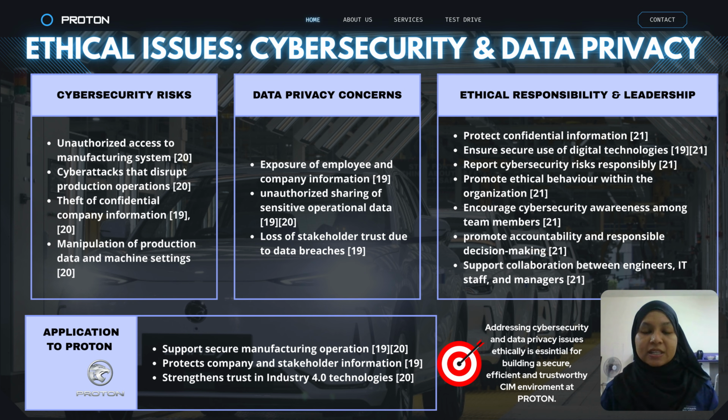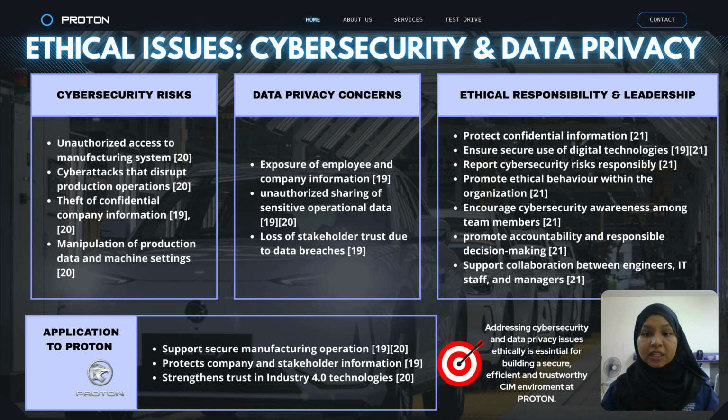In this slide, we will discuss the ethical issues related to cyber security and data privacy in the Proton CIM environment. As manufacturing systems become more connected through computers, networks, and automation technology, they are also exposed to cyber security risk, which means an unauthorized user may gain access to manufacturing systems, cyber attacks may disrupt production operations, and confidential company information could be stolen or misused.